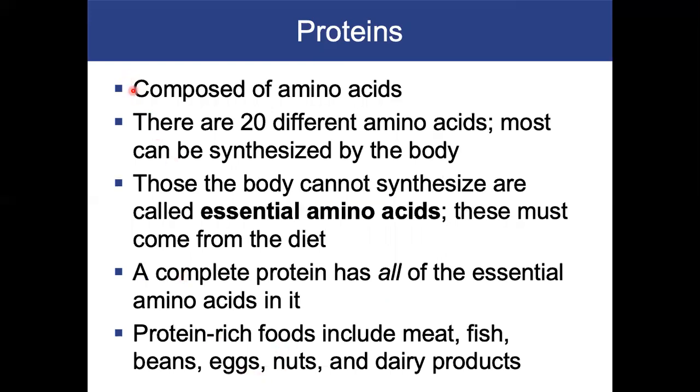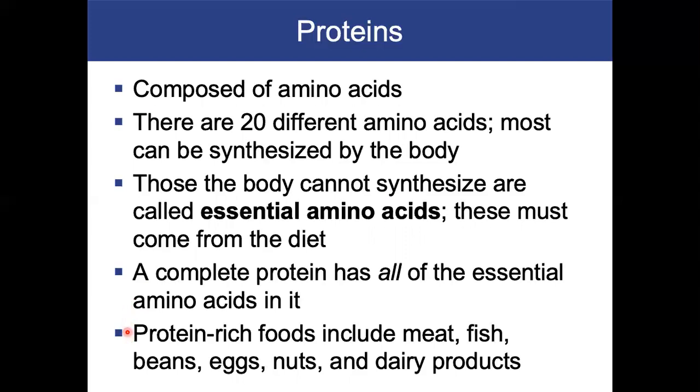Proteins, the monomers are amino acids. There are 20 different amino acids that make up all the proteins in your body. Pretty crazy, huh? Some proteins in your body are like 200 different amino acids stuck together in a sequence. Some proteins are thousands. Most of those amino acids you can synthesize, but some of them you can't. And so guess what? They're called essential amino acids. They have to come from a diet. A complete protein has all of the essential amino acids in it. For example, quinoa is a complete protein. A lot of animal meats are complete proteins.